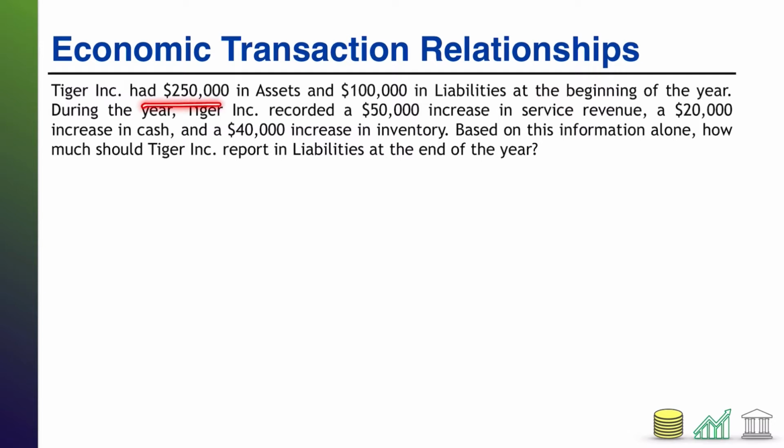Tiger Inc. had $250,000 in assets, $100,000 in liabilities at the beginning of the year. During the year, there was a little bit of activity. Based on the information above, and only the information above, don't make any assumptions otherwise, how much should Tiger Inc. report in liabilities at the end of the year?